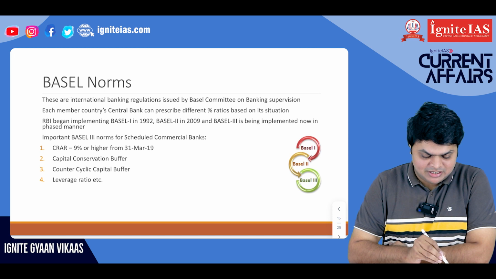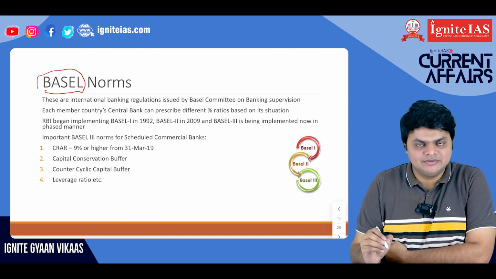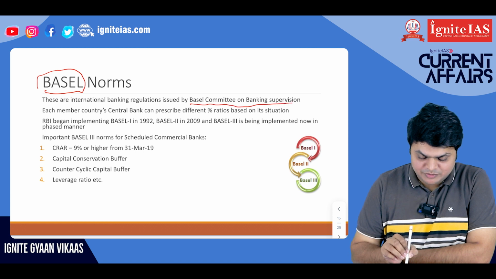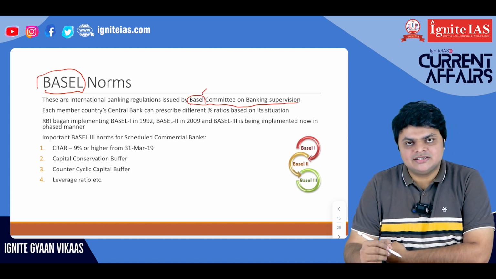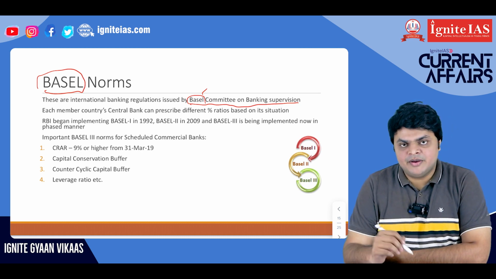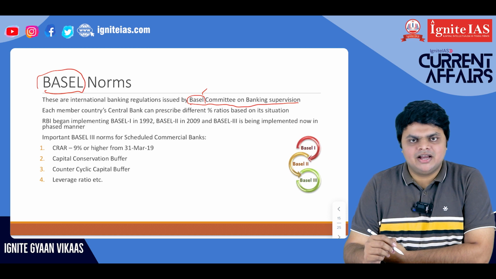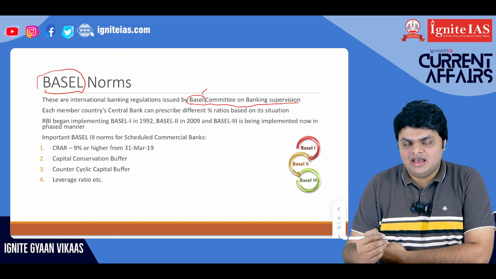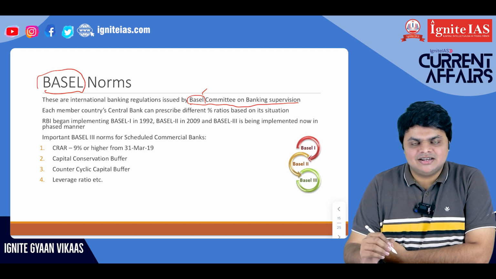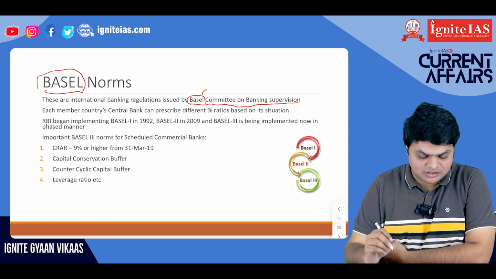Now let's see what the Basel norms are. This is important with regards to prelims. Now these are international banking regulations issued by the Basel Committee on Banking Supervision. Basel is a place in Switzerland, where this committee is established, that's why these are called Basel norms. Now the members of this committee are the central bank governors. Like from India, the RBI governor will be the member of this committee. They have given certain international standards to prevent the cases of bank defaults.